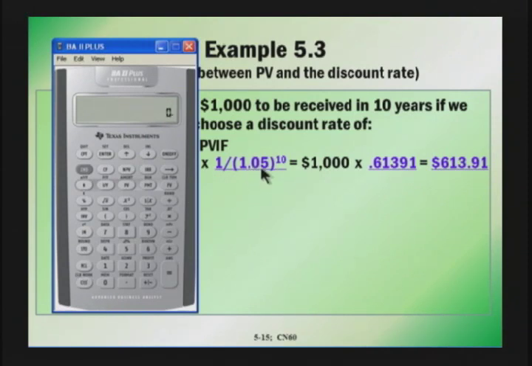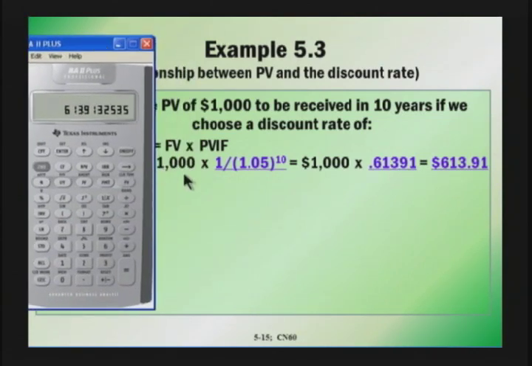Now to illustrate that again, I clear the display. I want to take 1.05 and raise it to the 10th power. 1.05, y to the x, 10, equals. I want the inverse of that, so I press 1 over x, and then I'll multiply by the $1,000 future value, and that is my present value, $613.91. So I got this factor here, 0.61391, and multiplied that by the $1,000 future value to get my present value of $613.91.